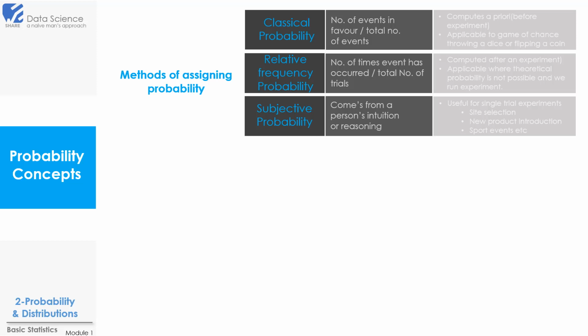Then we have relative frequency probability, which is computed after an experiment. So basically where we cannot apply the theoretical probability and have to run the experiment, such as probability of rain using the past data, etc. That is called relative frequency probability. It is given by number of times event has occurred divided by total number of trials. And the third one is subjective probability, which is basically intuition or reasoning, such as expert advice for site selection for opening a restaurant or introducing a product based on its requirement, etc.